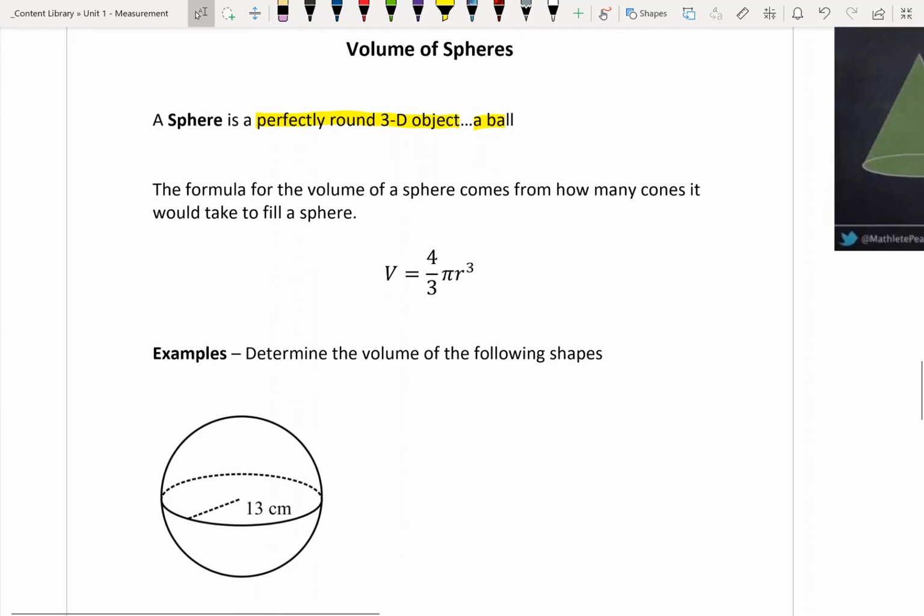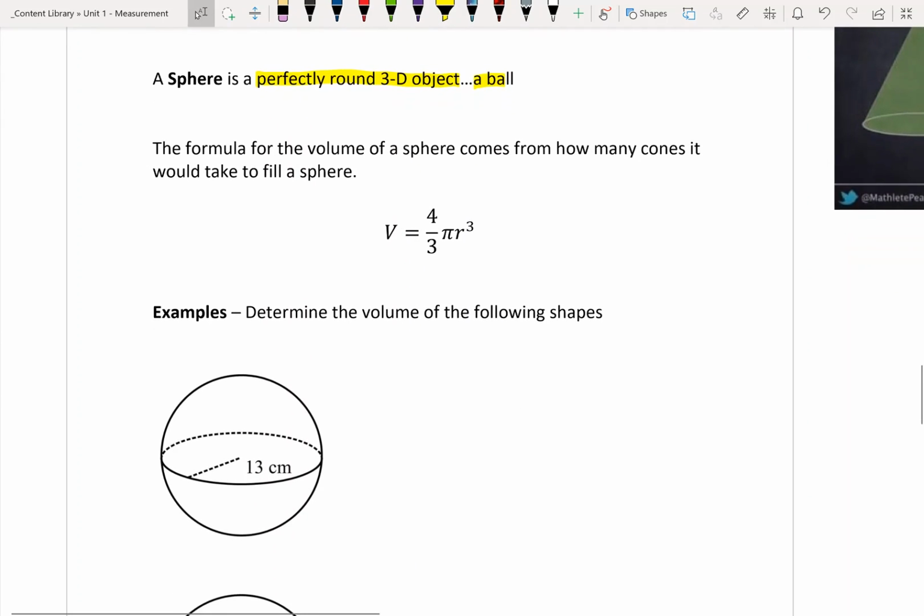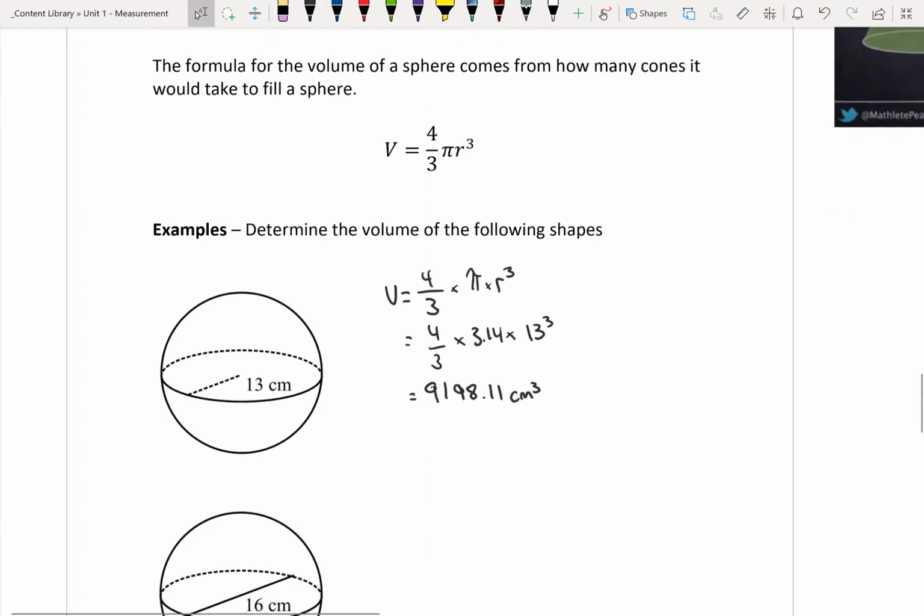In our first example, we want to determine the volume of the following shape. We have a sphere, or a ball, here. V equals 4 over 3 times pi times r cubed. 4 over 3 times 3.14 times the radius cubed. The radius in this case is 13. So our formula is 4 over 3 times 3.14 times 13 cubed, and we get a volume of 9,198.11 centimeters cubed. And that's our volume.